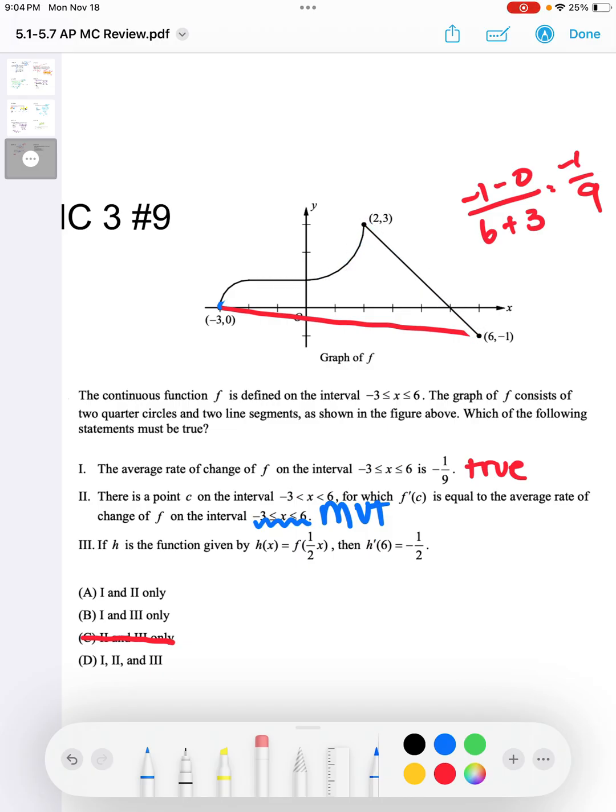But the thing about MVT is that it has to be continuous, but it also has to be differentiable, which, when we look at differentiable, we mean that there can be no vertical tangents, but there also can't be any cusp. And so there's a cusp right here at 2. So this one is going to be false.